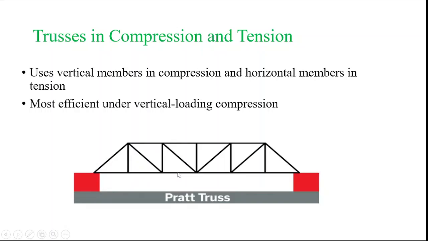This is the horizontal member. This is the vertical member. This image is shown as a Pratt truss. Truss has many types. The Pratt truss uses vertical members in compression and horizontal members in tension. Most efficient under vertical loading, compression.